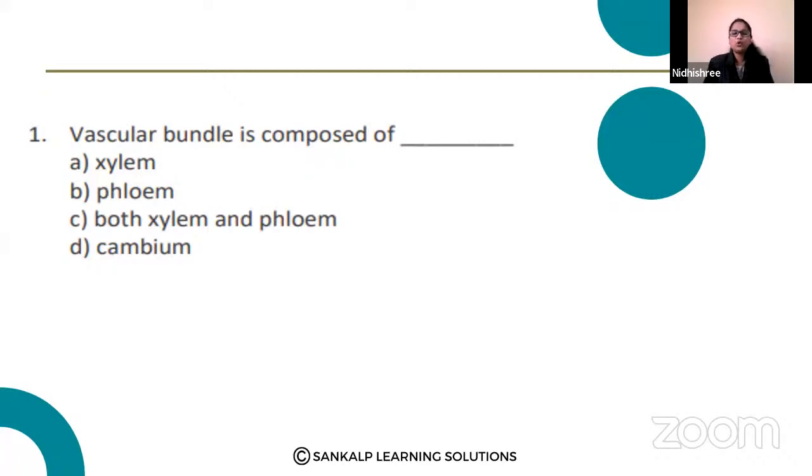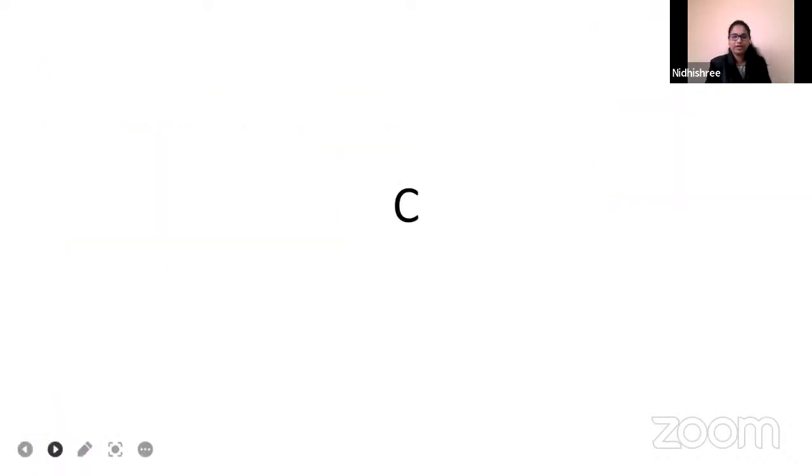Great. So most of you voted for option C, both xylem and phloem. Few of you voted for option D, cambium, Damini and Samat. Okay. So both xylem and phloem is the right answer. On the basis of monocot or dicot, cambium will be present or not. So that will also be considered as a vascular bundle. So overall, a bundle means xylem and phloem. So the right answer is option C, that is xylem and phloem.